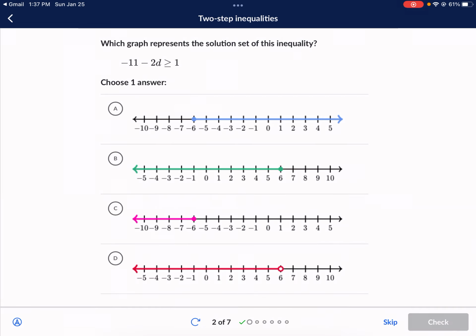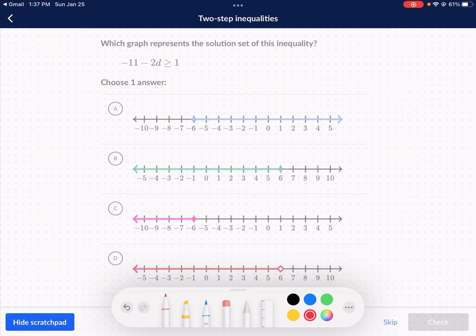All right, next question. Which graph represents the solution set of this inequality? The first thing we're going to have to do is solve it, so let's go ahead and apply our process. We're going to pretend it's an equal sign and solve it. I'm going to do the opposite operation and add 11 to both sides. I get negative 2d. Keep that sign facing the same direction.